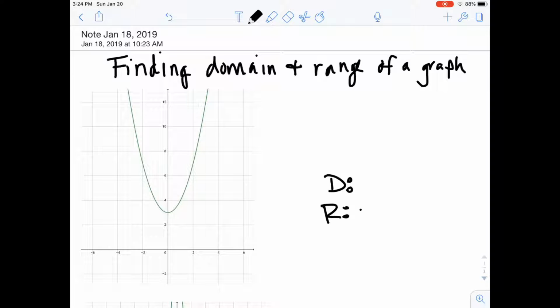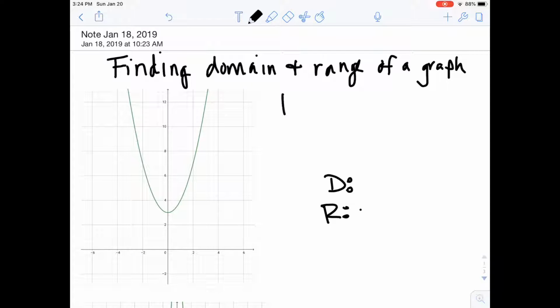Today's video we're going to be talking about how to find the domain and range of a graph, given the graph, and then you can also apply this to given an equation. If you just graphed your equation, then you would see the picture. So in my last video when I covered domain, I said domain was all your x values, right?